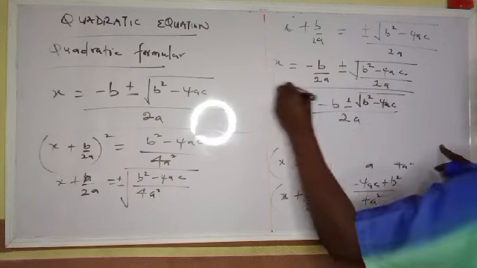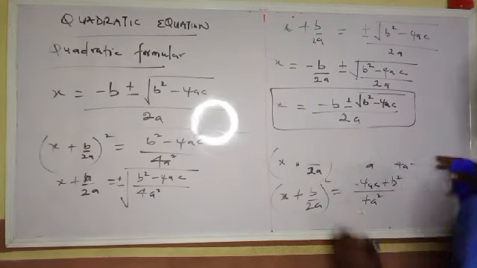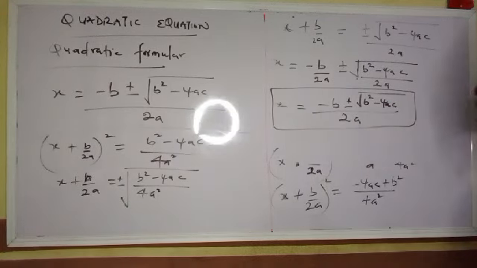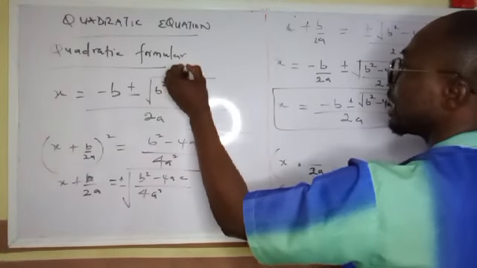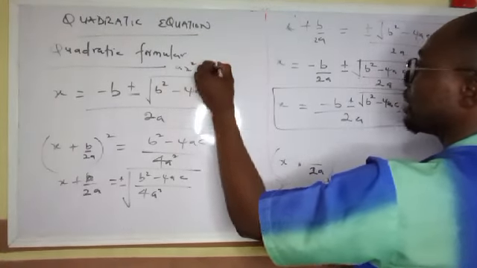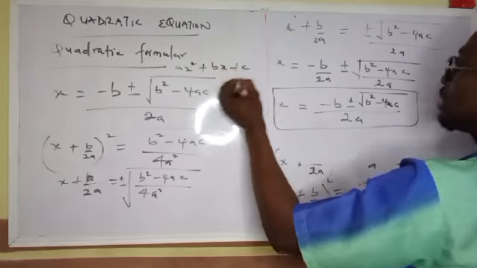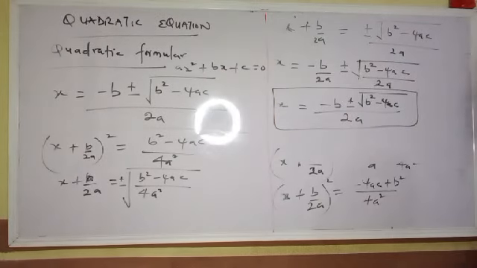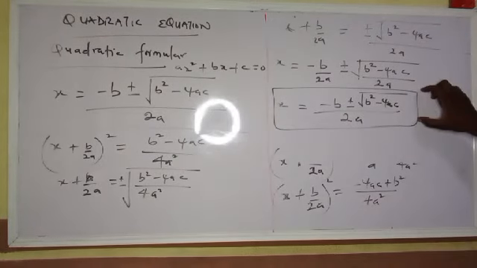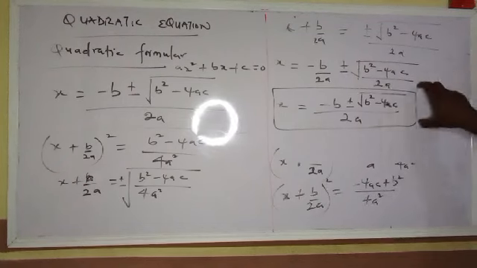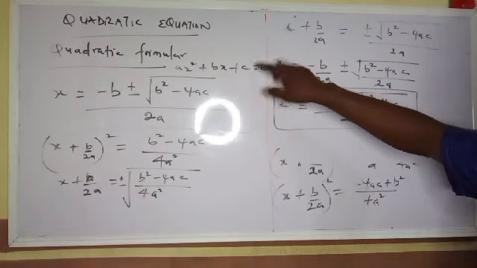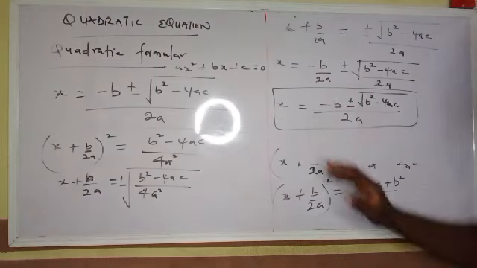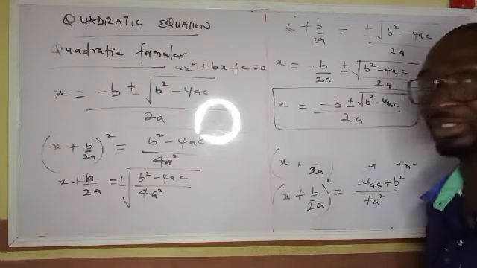So this is our quadratic formula gotten from the general form of the quadratic equation, which is ax squared plus bx plus c is equal to 0. This is how we can get our quadratic formula from this general form of the quadratic equation using the completing the square method. Thank you.